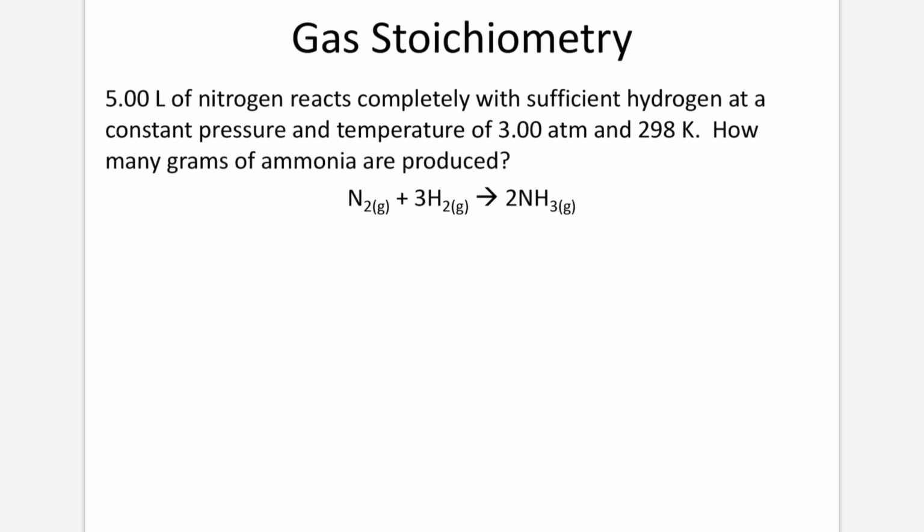So, for example, this says 5 liters of nitrogen reacts completely with sufficient hydrogen at a constant pressure and temperature of 3 atmospheres and 298 Kelvin. How many grams of ammonia are produced?